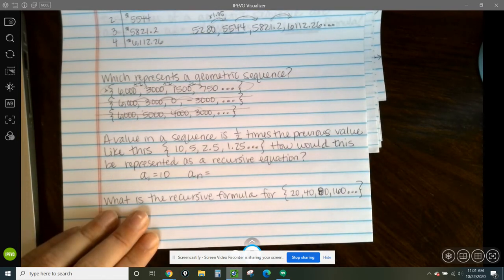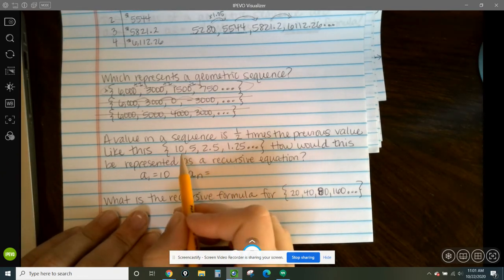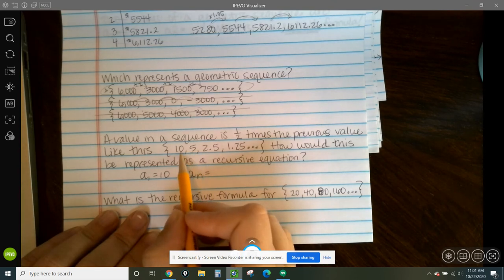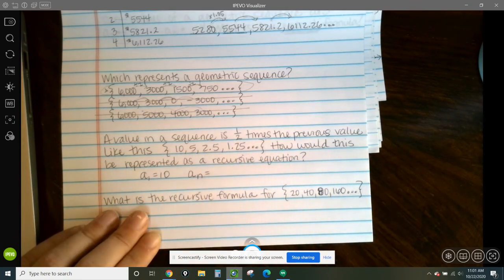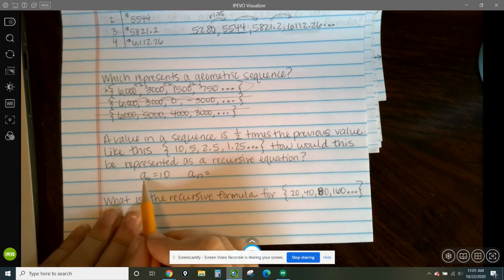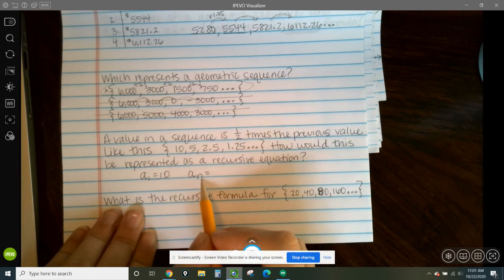Okay, a value in a sequence is 1/2 times the previous value, like this. So 10, 5, 2.5. So the value in the sequence is half of the previous value. So 5 is half of 10, and 2.5 was half of 5, etc. How would this be represented as a recursive equation? So recursive, these are the trickier things, I think, because they're kind of abstract to think about. So they're telling you a of 1, the first term is 10, okay?